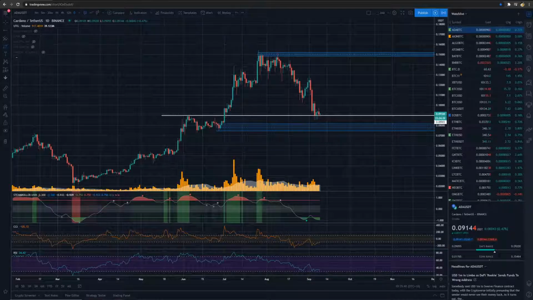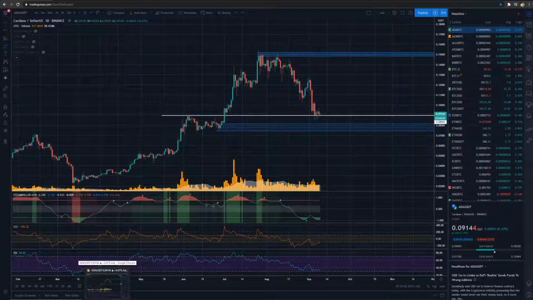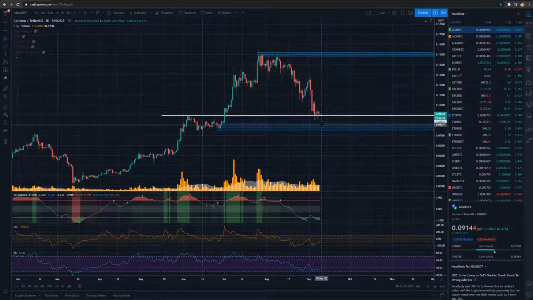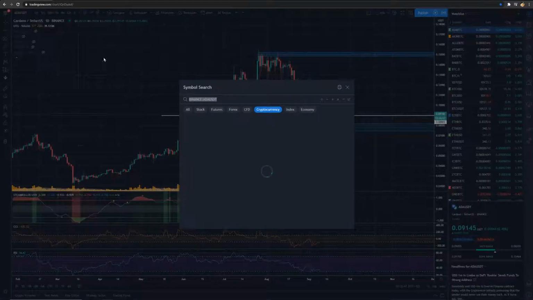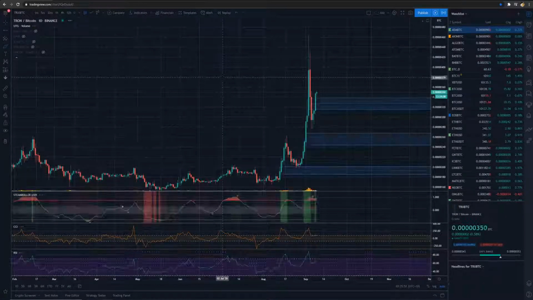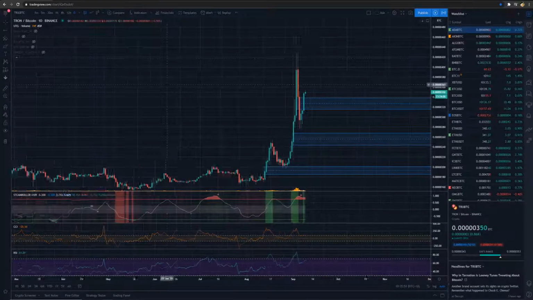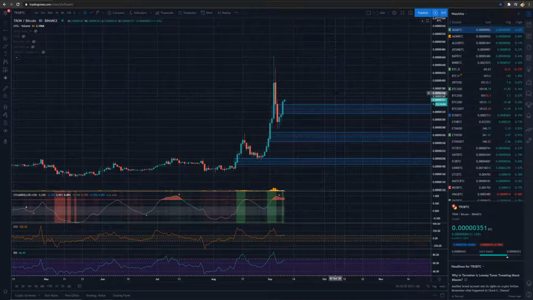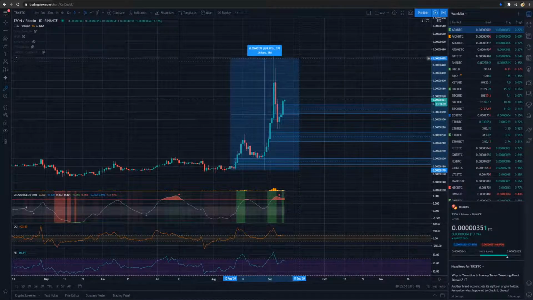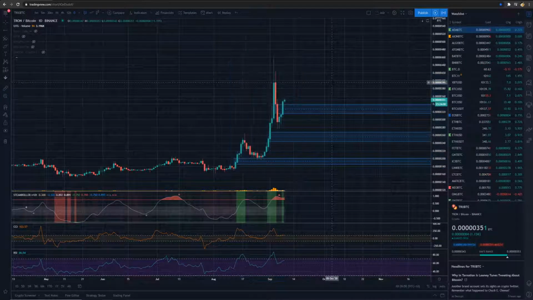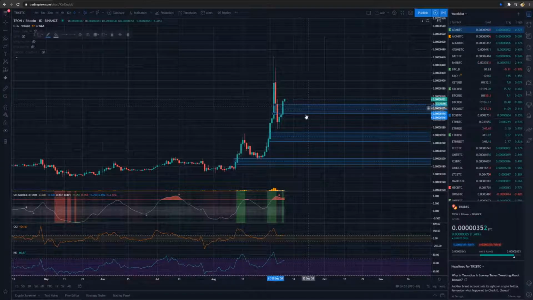So the next request that I've got is TRX. We'll have a quick look at TRX, and I'm assuming this is the BTC pair. So Tron's been on a really nice run. We've had 169% or 170% since the move from the bottom.